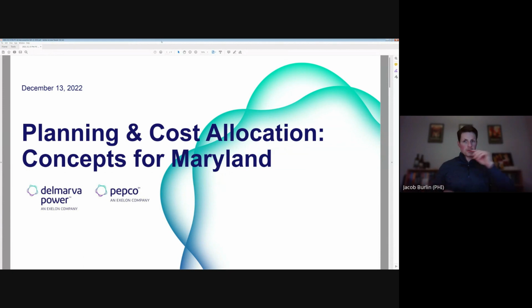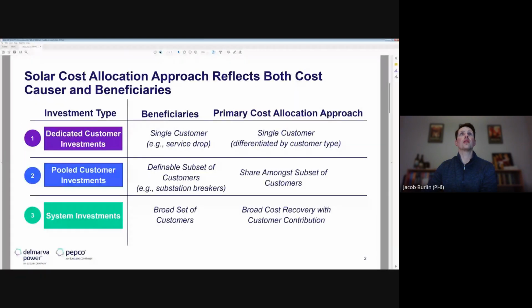I'll walk through this as best as I know it. Like I said, my coworker was involved in this a little bit further, but wasn't able to hop on last minute. So this is really looking at planning and cost allocation within Maryland, and keeping an eye toward some of those proactive opportunities for us to do system upgrades ahead of where some of those needs are for the solar developers.